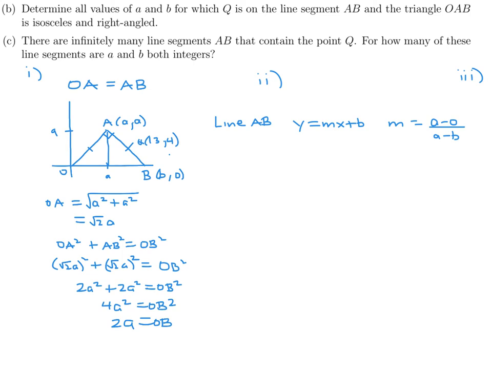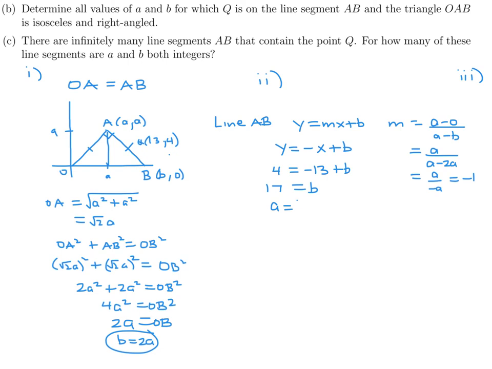but OB we just figured out was 2a, so that means b is equal to 2a, right? Because that's the distance from O to B. So we can just put in a over (a minus 2a), so that looks like a over negative a, which is negative 1. So y is equal to negative x plus b, and then to get the value for b, let's substitute any point, and (13, 4) is on that line, so 4 would be my y value equals minus 13 plus b, and therefore b is 17, and a, we can figure out from that formula that a is equal to b over 2, so that would be 8.5. So there we go. We just figured out a and b for this scenario right here.